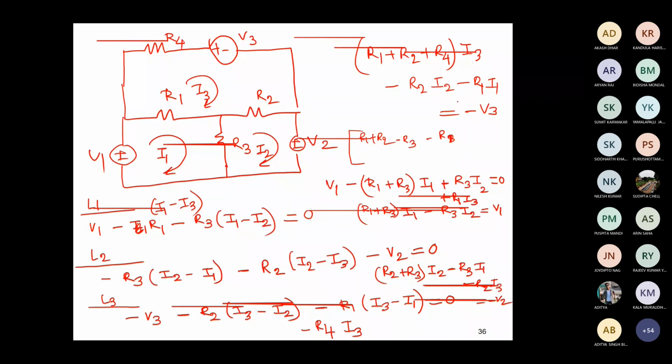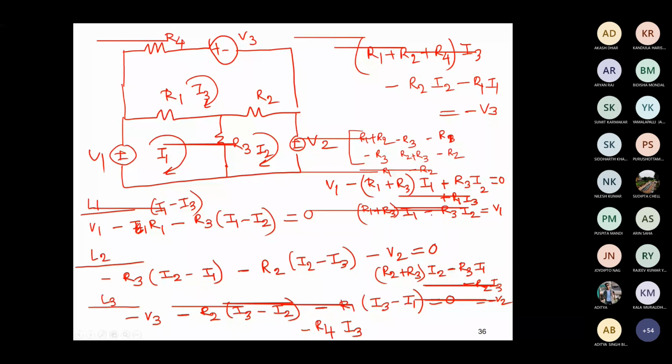And the next step for the second loop, R2 and R3 are there, so we can write R2 plus R3. I1 is in common, with minus R3, so we put minus R3 there, and R2 is common between I2 and I3, so minus R2 there. In the third step, in the same way, we write minus R1 for I1, minus R2 for I2, and then R1 plus R2 plus R4 for I3. So your matrix is ready.